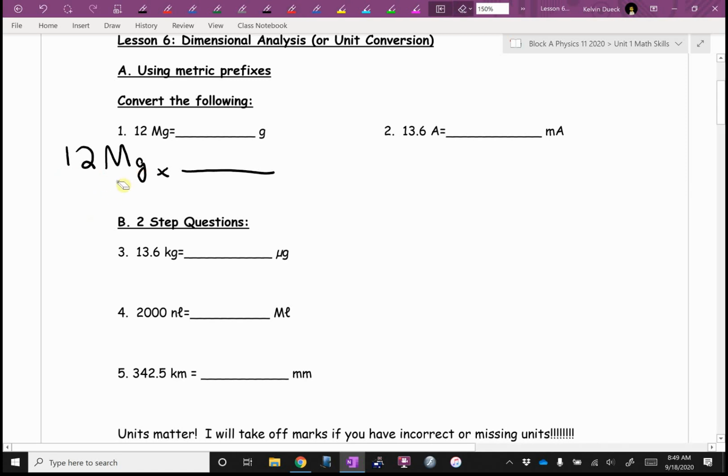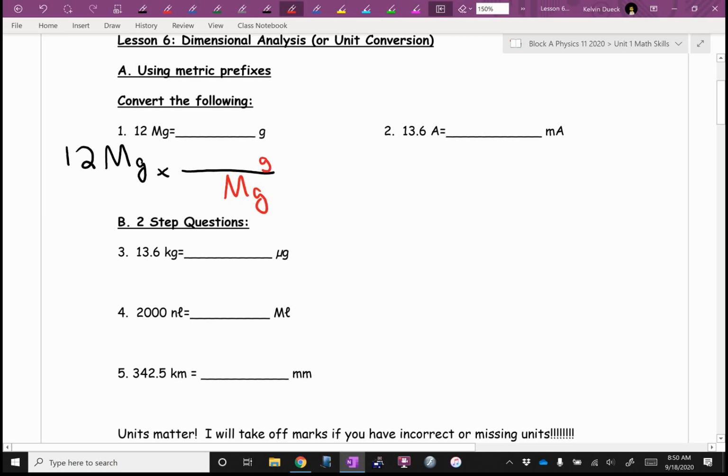What units do I want to get rid of? Megagrams. Where is megagrams in this first fraction? It goes in the bottom in my next fraction. What units do I want to end up with? It goes in the top, except this is not a conversion factor because grams and megagrams are not the same.